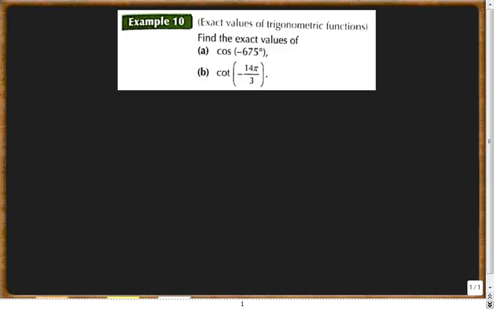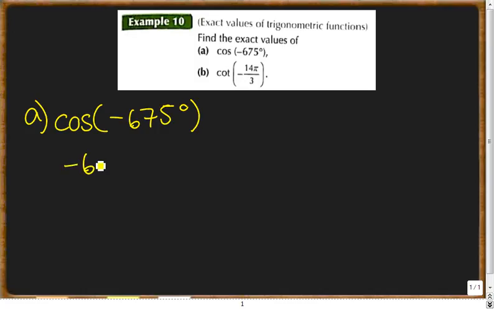Example 10 says to find the exact values of the cosine of negative 675 degrees and the cotangent of negative 14 pi over 3. So this is going to involve all of the things we've learned plus what we know about the unit circle. So the cosine of negative 675 degrees. I know I can figure this out if I can put this angle on the unit circle, because I know my unit circle. So I'm going to start with negative 675 degrees, and I'm going to add 360 to it.